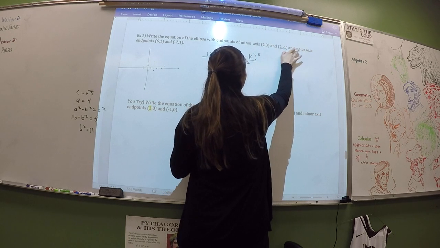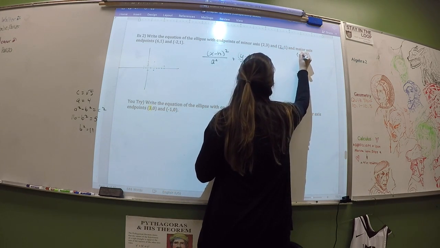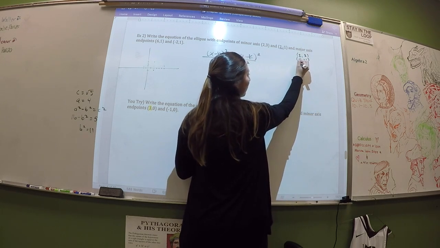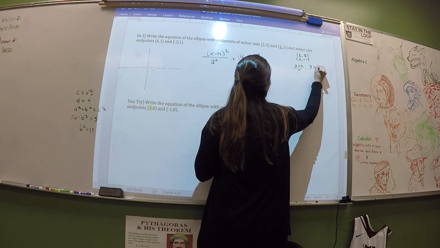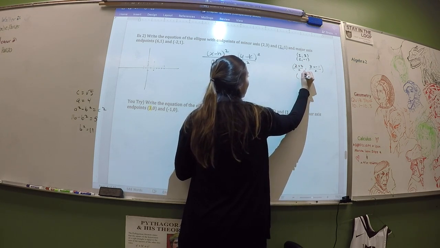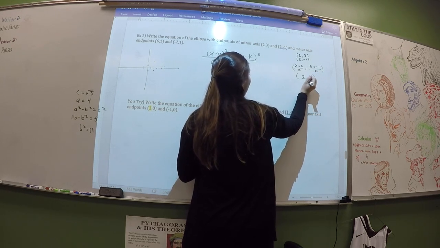So for example, let's just look at these two. So we got (2, 3) and (2, -1). If we want to find the middle, we're doing (2 plus 2) over 2, (3 plus -1) over 2. What do we get? We get 4 over 2, which is 2. We get 2 over 2, which is 1. And that would be the center.